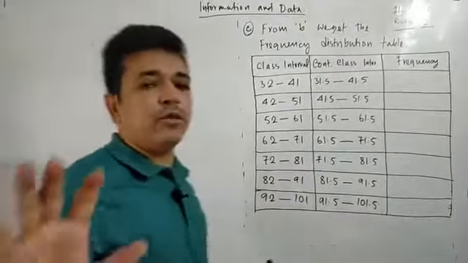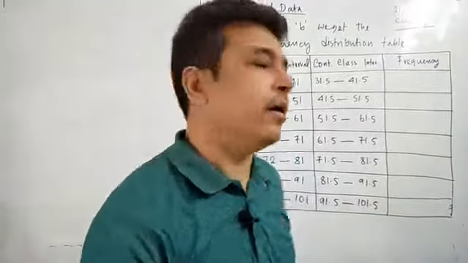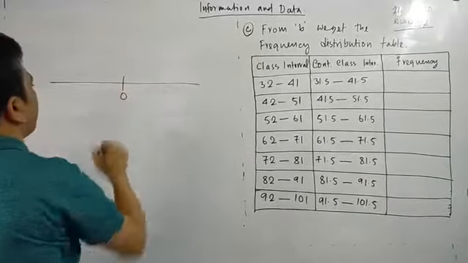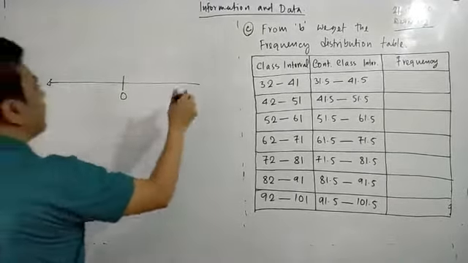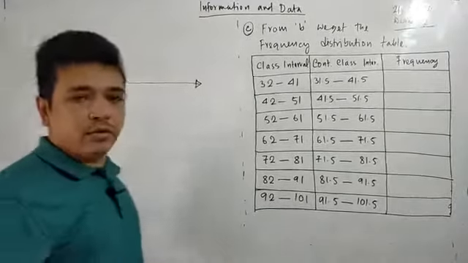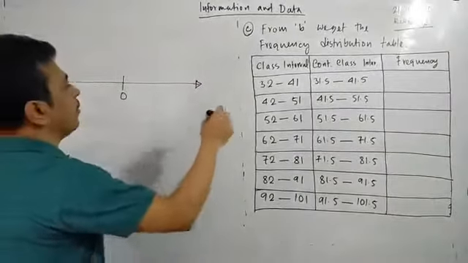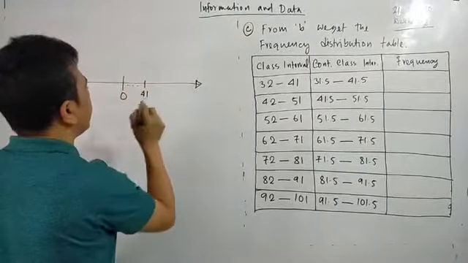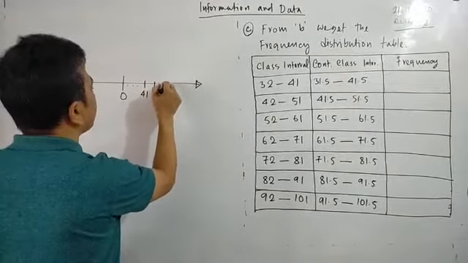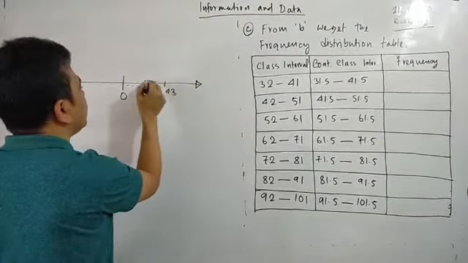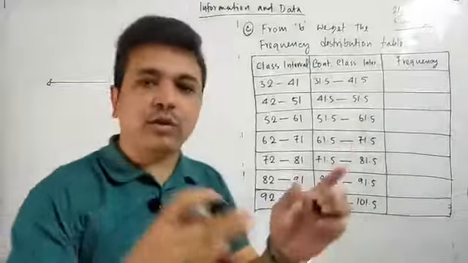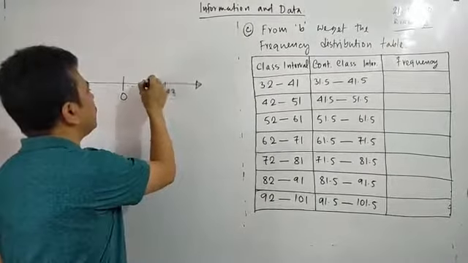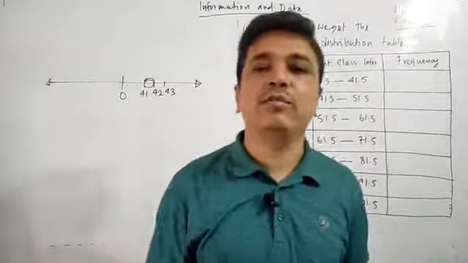So look at that here. You all know the line diagram, of course you know the number line. Okay, this is the number line. All of you know the number line. Look at that here. For example, the dot here is 41, here is 42, here is 43. So in between 41 to 42 you have gaps. Do you understand? So 41 and 42 you have gaps.